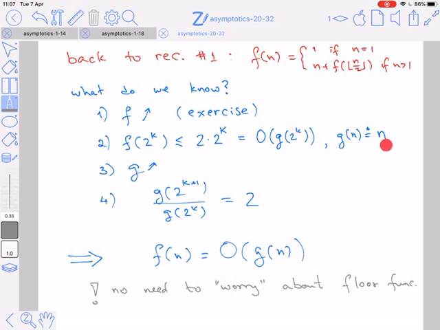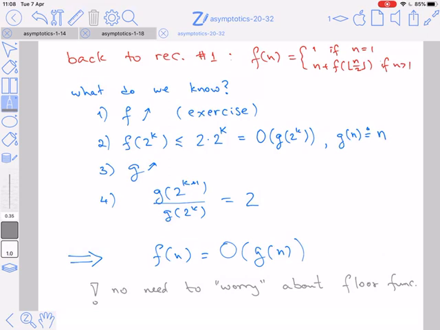Let's define g of n to be n. So we get that f of 2 to the k is big O of g of 2 to the k. g itself is monotonically non-decreasing and well behaved. When you multiply the argument by 2, g increases by a factor of 2. So by applying the lemma that we just proved, we get that f is big O of g. And the same proof also tells you that f of n is big omega of g. And that completes the proof.